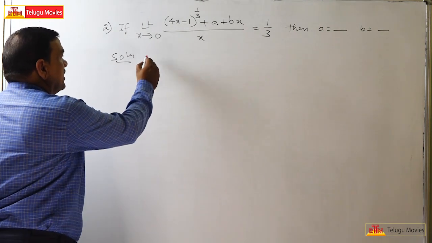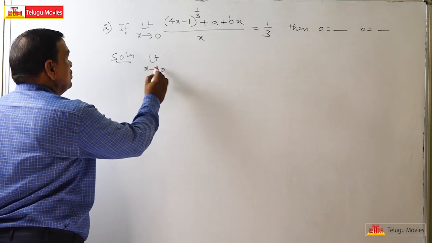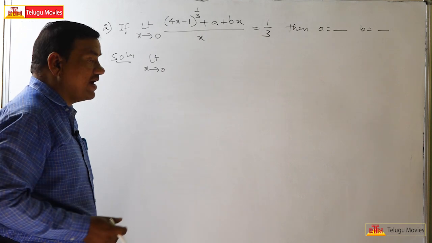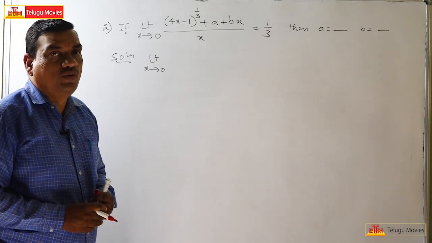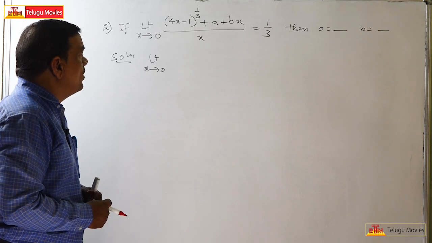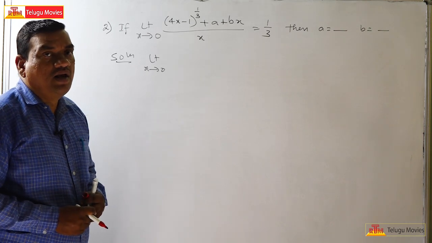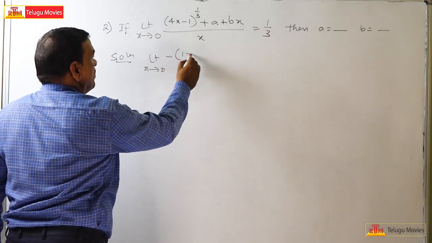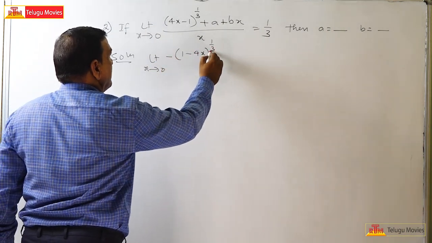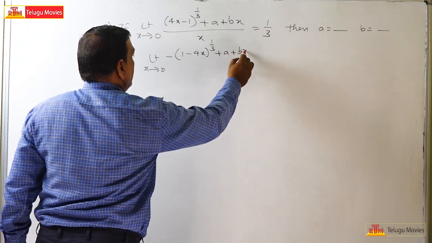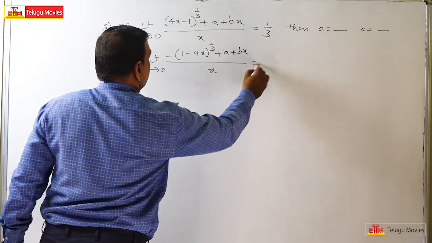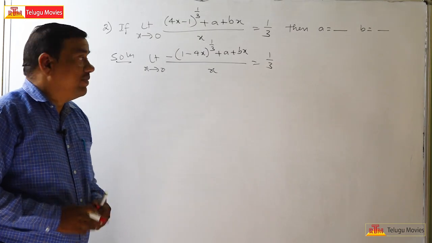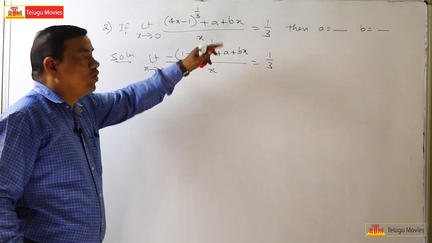So we will do one thing here. Limit x tends to 0, (4x minus 1) whole power 1 by 3. This problem can be done using binomial expansion. So see here, first you take a minus common outside. This is 1 minus 4x whole power 1 by 3, a plus bx, whole divided by x, is equal to 1 by 3. Just now we explained the binomial expansion of 1 plus x whole power n.